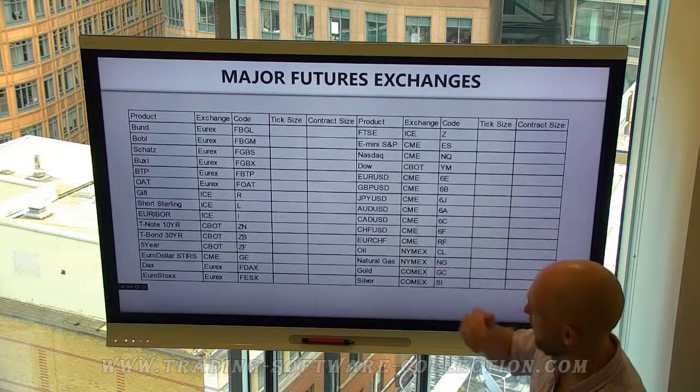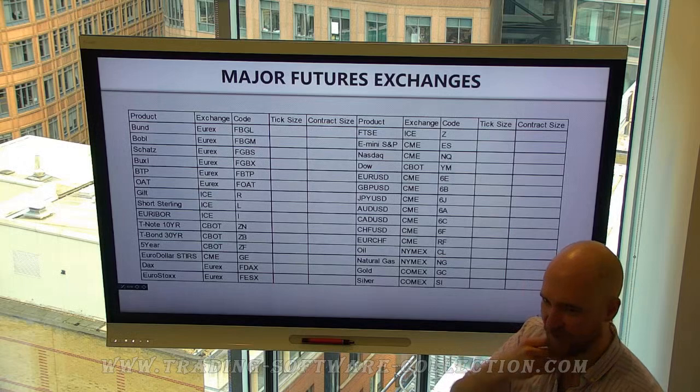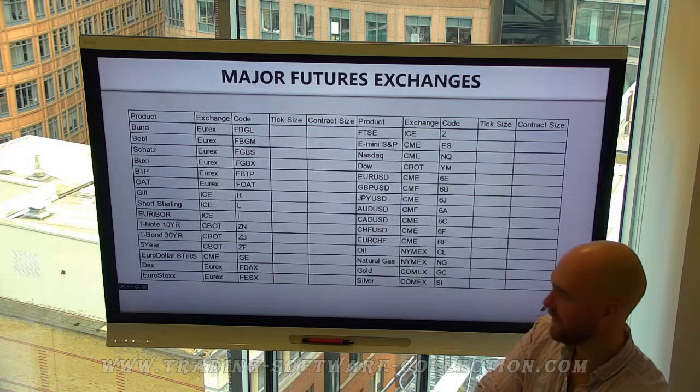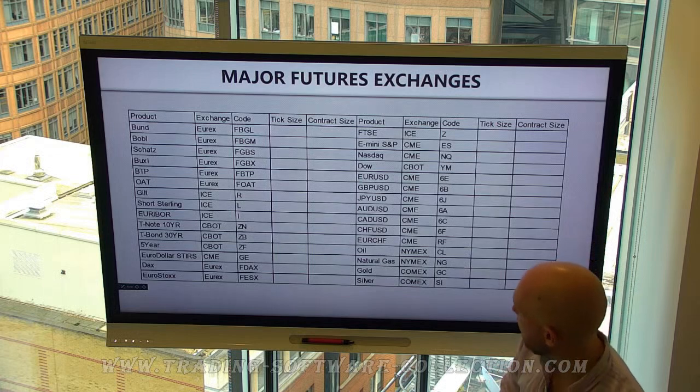So yeah, they're the main contracts that I imagine you're likely to ever come across. Can anyone see anything that they have traded or want to trade that's not there? I don't think there's anything. No, don't think so.